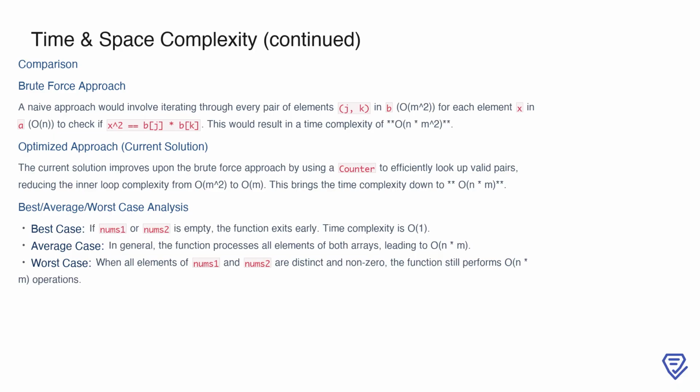For best, average, and worst-case scenarios, the optimized solution maintains the same n*m complexity, as it always processes the elements of both arrays fully unless one of the arrays is empty, in which case the function exits early with O(1) complexity.